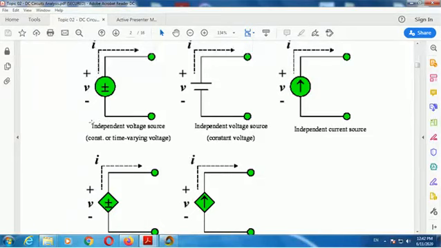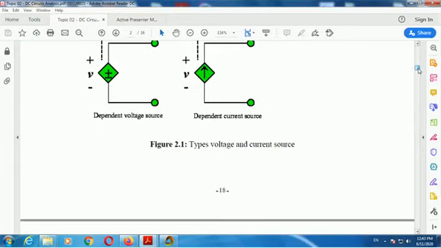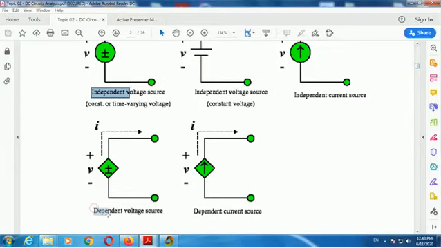Independent sources are drawn with a circle. This is the independent voltage source, supplying constant DC voltage. A circle with an arrow up is the independent current source. Dependent sources are drawn as a diamond. This diamond is the dependent voltage source, and the diamond shape with an arrow is the dependent current source.